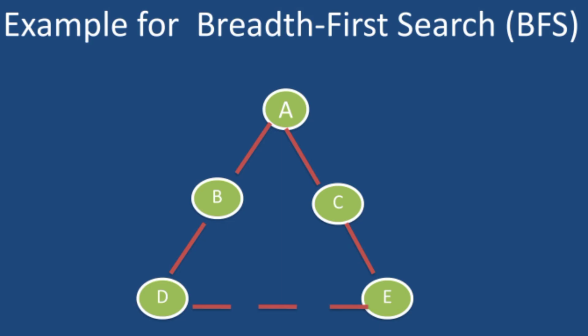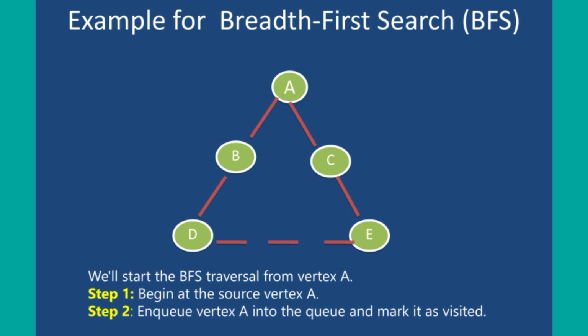Let's go through an example of breadth-first search, BFS, to illustrate how the algorithm works. We will consider a simple undirected graph with 5 vertices, A, B, C, D, and E. The graph can be represented as follows. We will start the BFS traversal from vertex A. Step 1. Begin at the source vertex A. Step 2. Enqueue vertex A into the queue and mark it as visited.